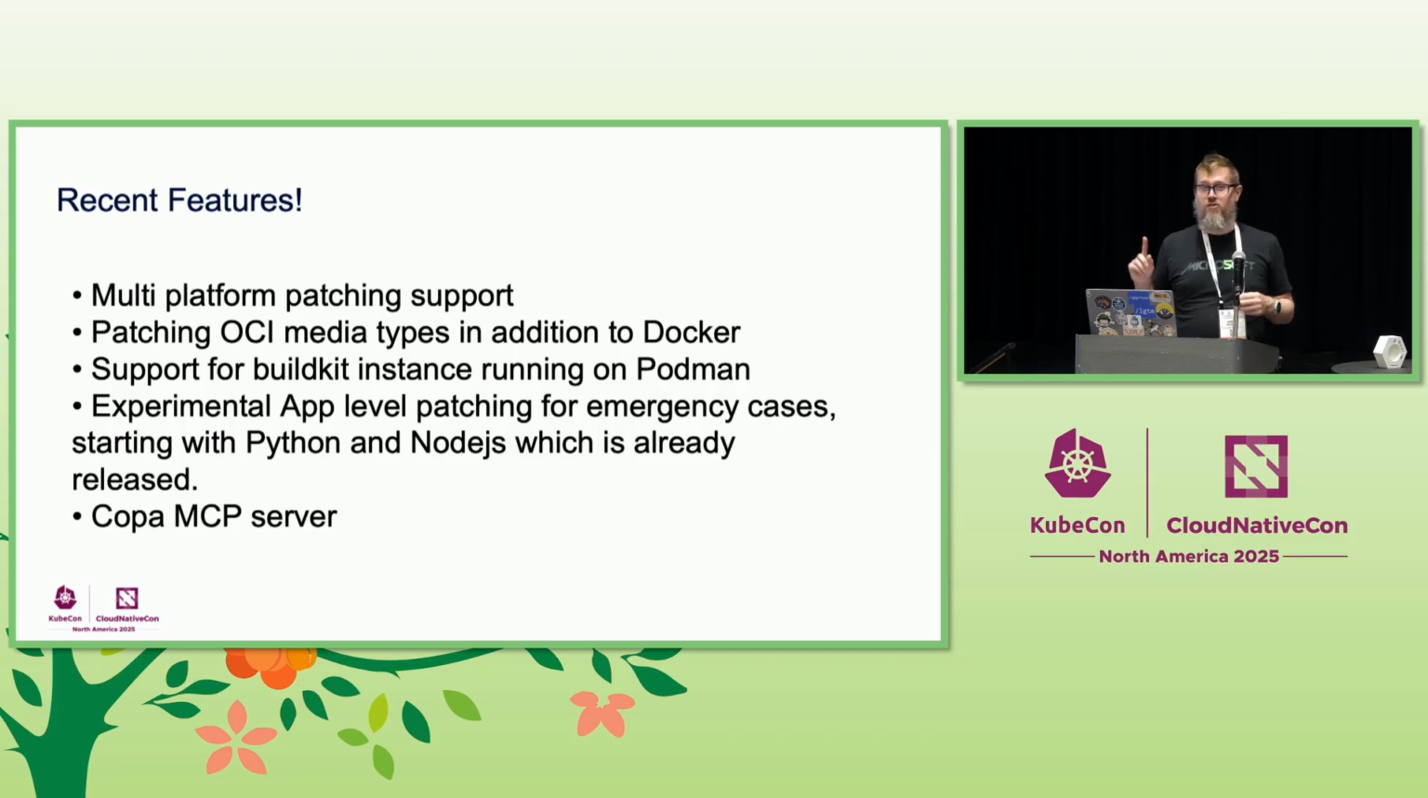And I think most interestingly, it's starting to get features that allow it to patch things beyond OS vulnerabilities. So historically, what Copa really was helping us with was fixing things like OpenSSL libs. But things like Python and Node.js, it can actually now look through those applications, find vulnerabilities in the application dependencies themselves, and start to replace them. And additionally, there is an MCP server for all of your fun AI initiatives.